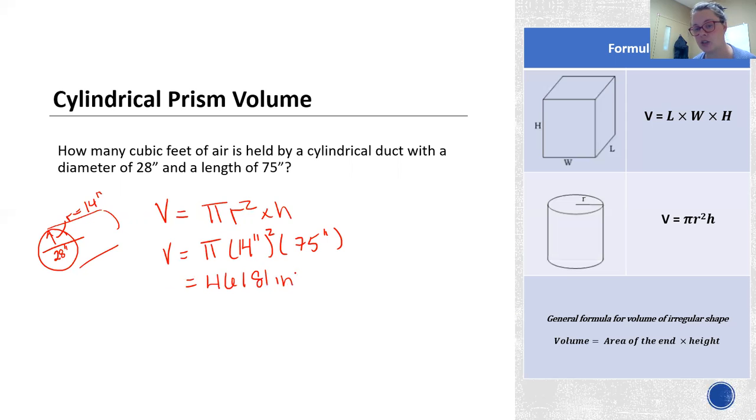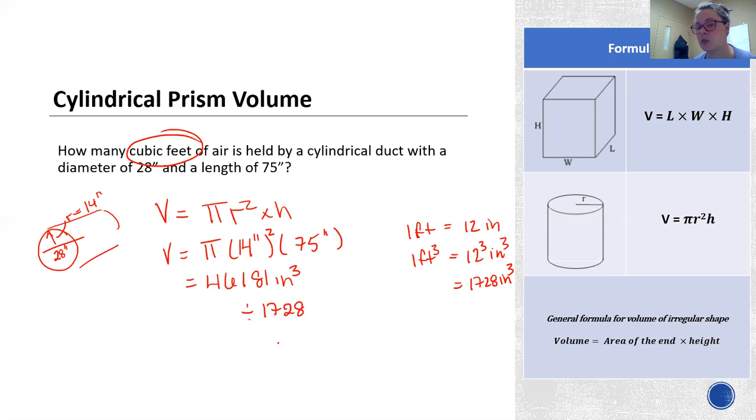46,181 inches cubed. But it says how many cubic feet? So let's refresh our conversion. 1 foot is 12 inches. So 1 cubic foot is equal to 12 inches cubed, which is 1728 inches cubed. Okay, so in order to find cubic feet, we're going to have to divide this by 1728. Now you can set up the unity fraction if you would like.